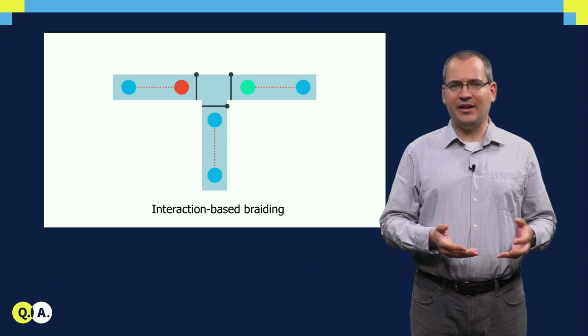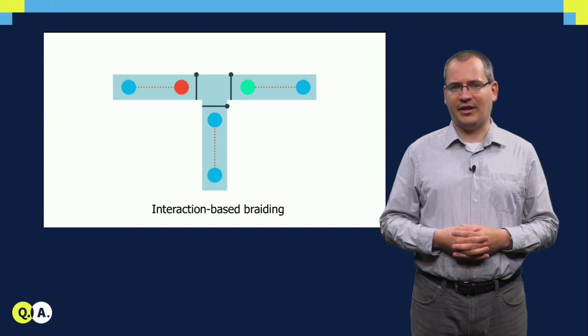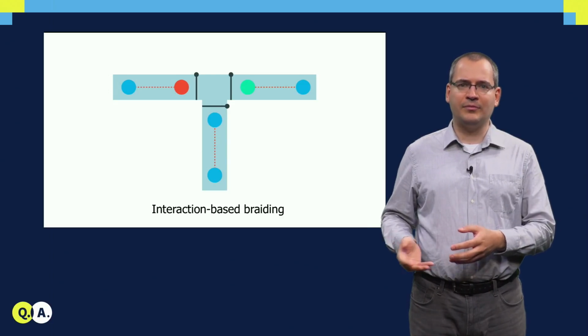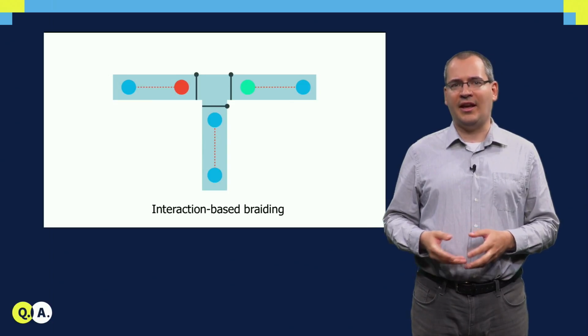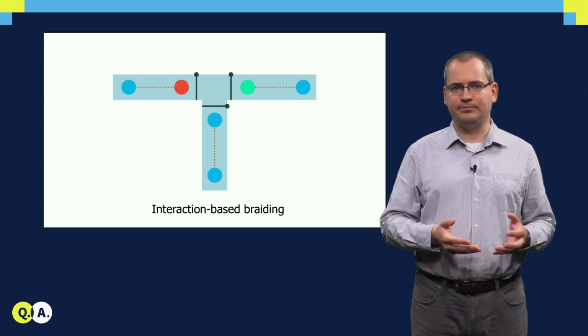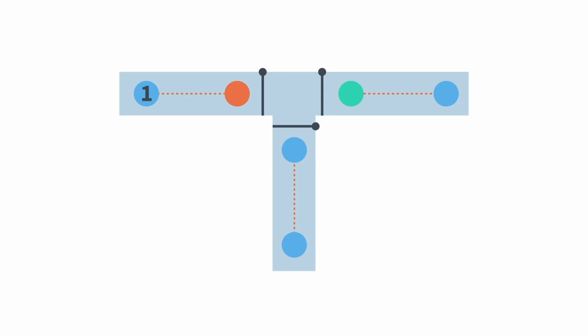We start from a T device with a pair of Majoranas in each segment. With 3 valves, we can control the coupling between each pair of topological segments, enabling interaction-based braiding. The animation shows how to exchange or braid states 2 and 3.